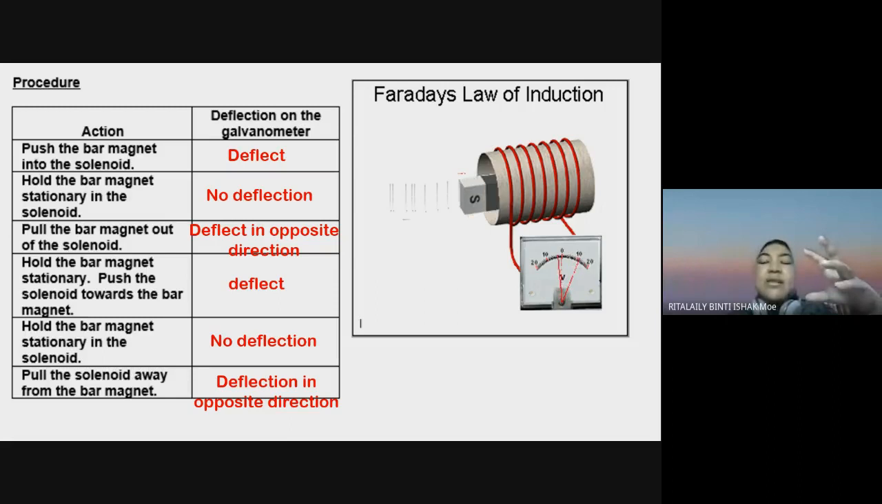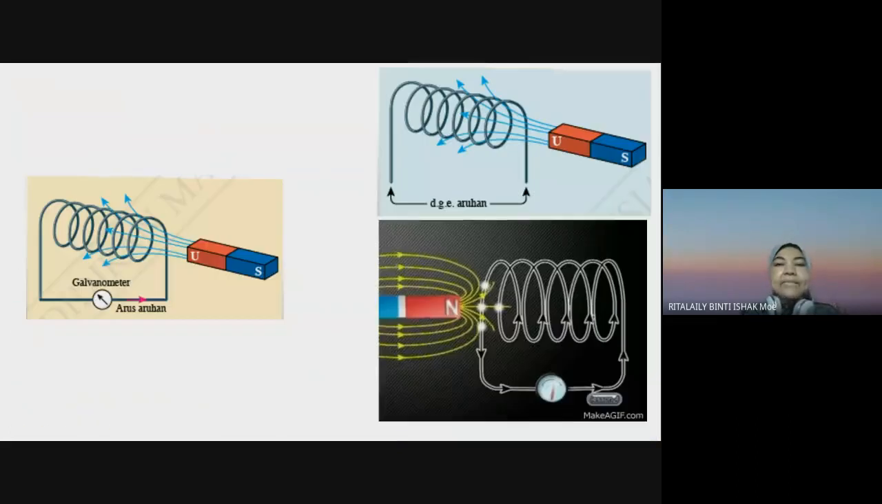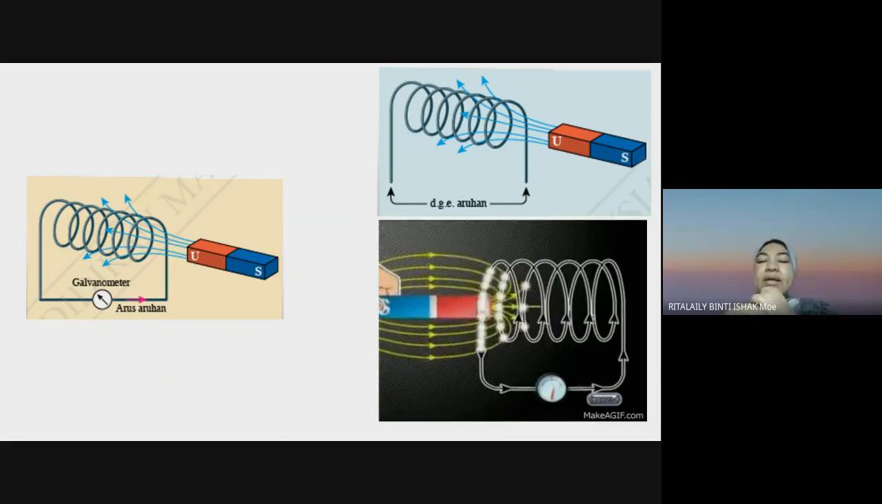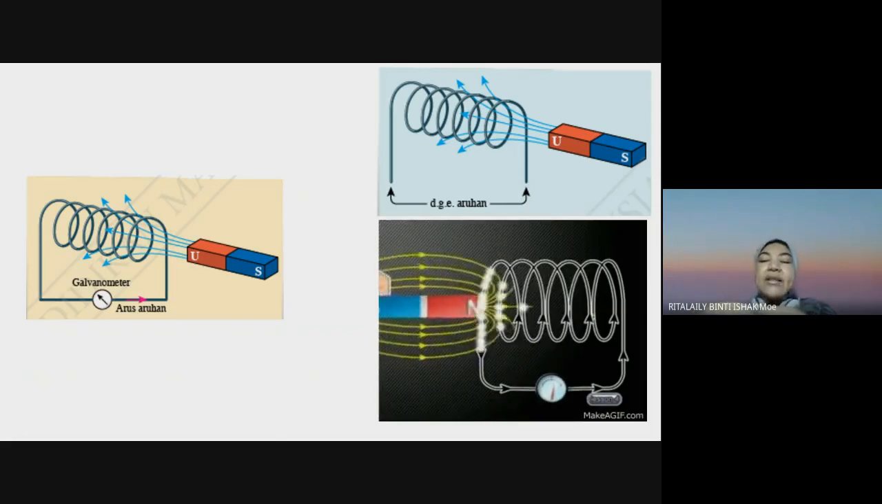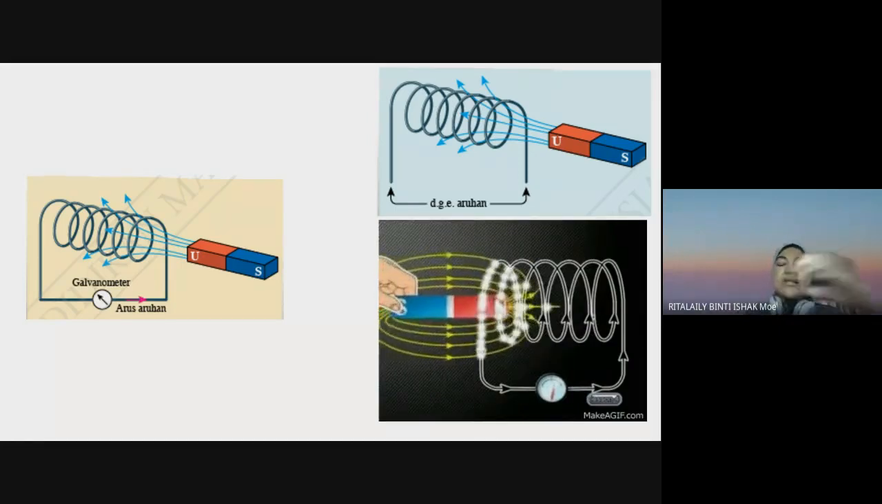When the magnet is pushed in, we have a deflection of the galvanometer. When it is pulled out, the deflection is on the opposite side. And when it is moved faster, the deflection is more. As you can see in this video, when the magnet is pushed in, there is cutting of the magnetic flux, so therefore we get an induced EMF.